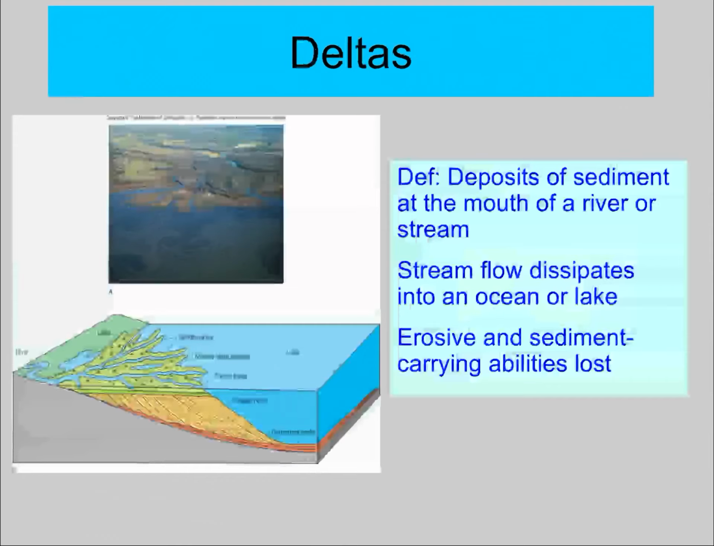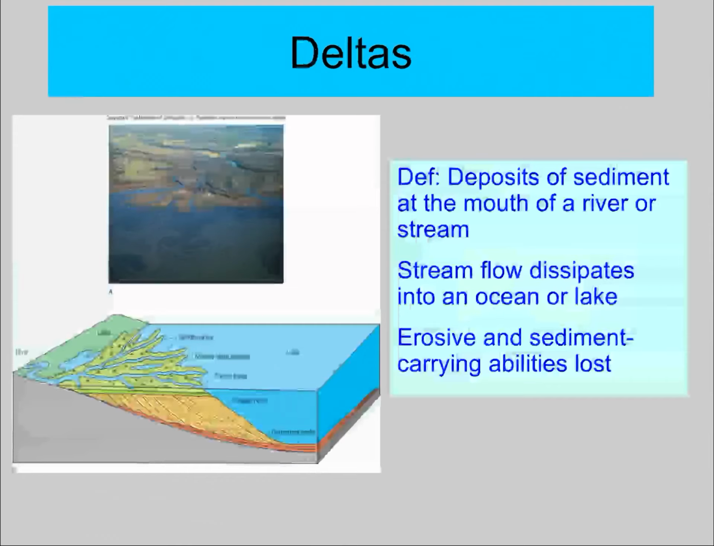So what happens when these rivers reach the ocean? Well, they form a delta. A delta is a deposit of sediment at the mouth of a river or a stream. The stream flow will dissipate into an ocean or lake. The most famous one we have is probably the Mississippi Delta.